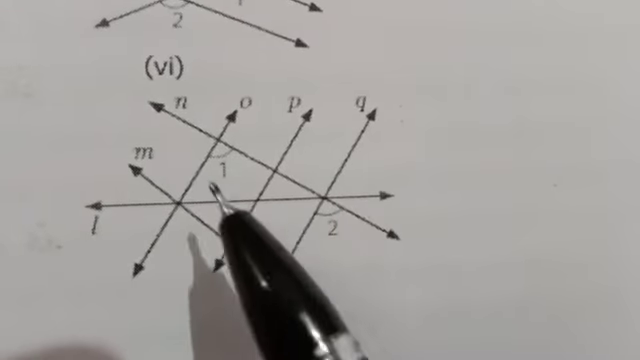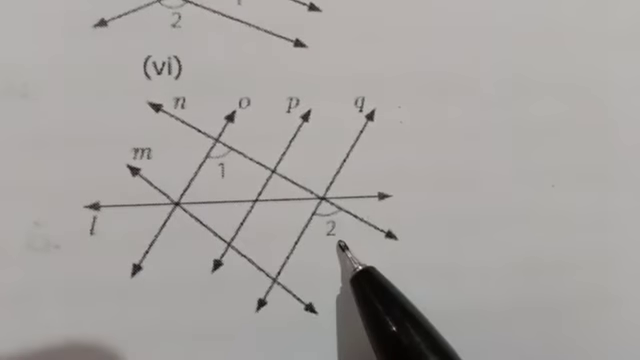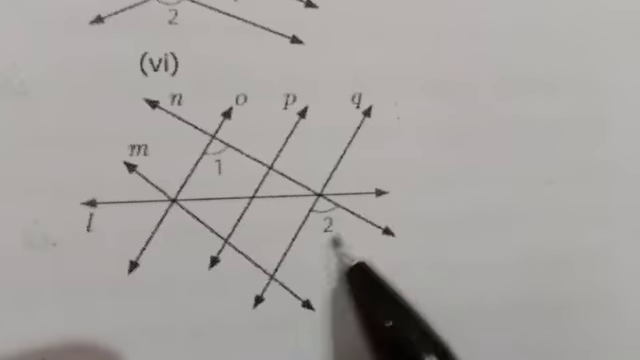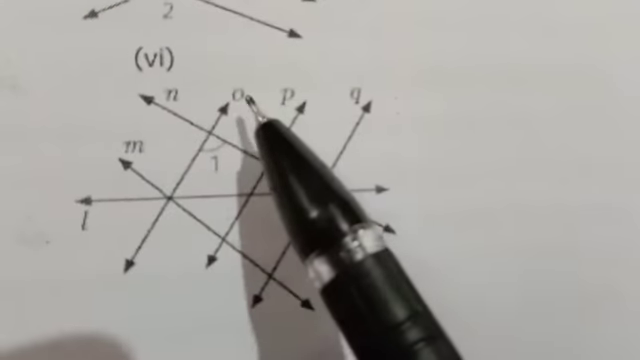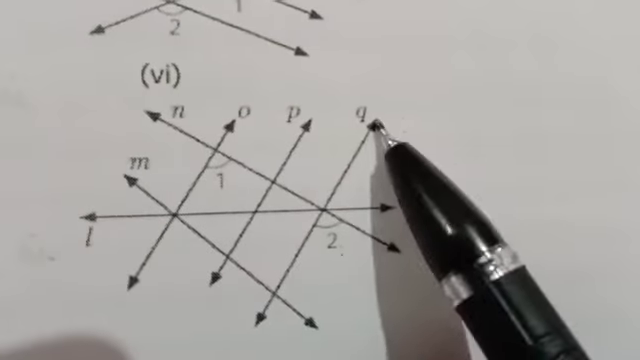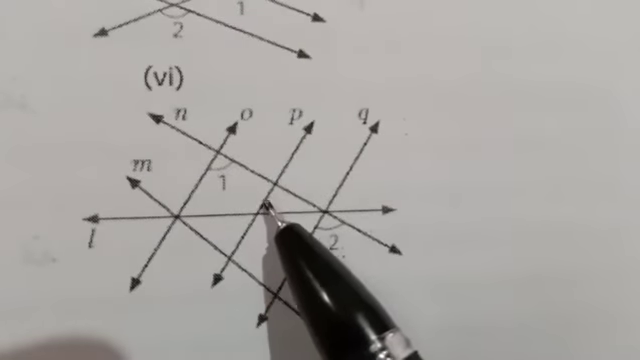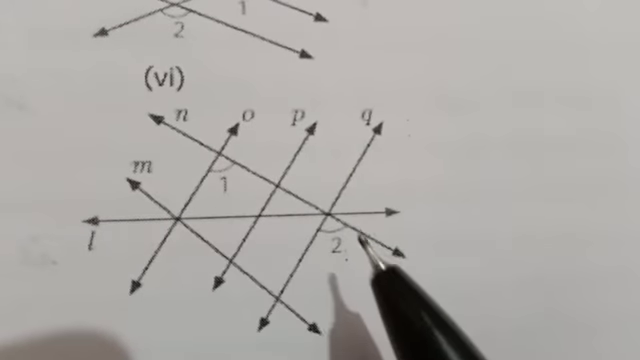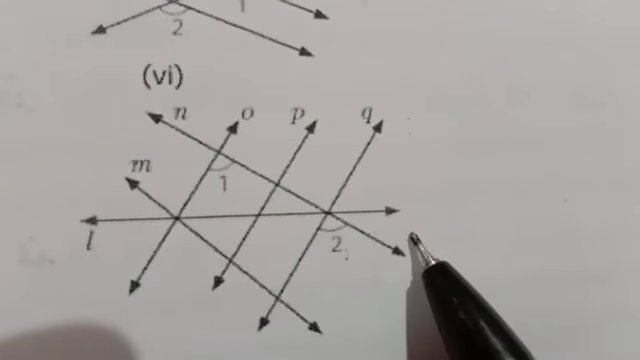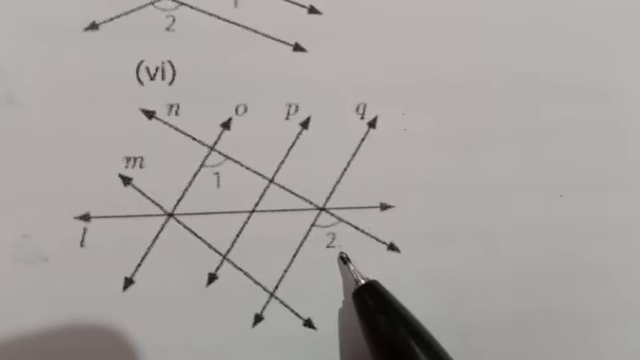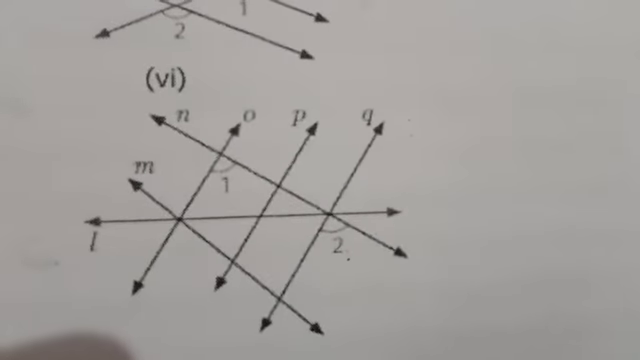Okay. So now angle 1 and 2 are corresponding angles. These two are corresponding angles. So for the related lines, you have to consider line O and line Q. For this is P. Here no angle is mentioned. So you have to compare these two lines. Now observe. The transversal line intersects at this point and this. So these two are corresponding angles.